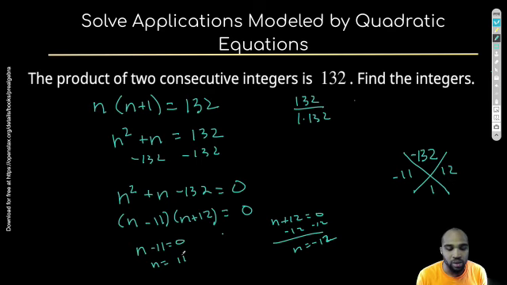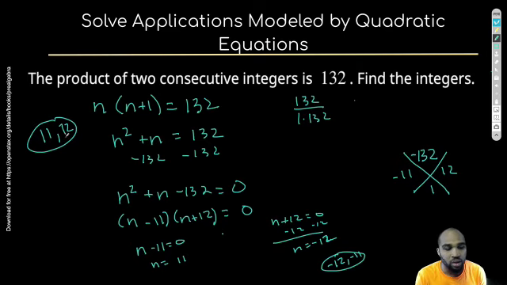Which one makes more sense? To have n equal 11 and the next number be 12? Those are my two consecutive integers, 11 and 12. Or would it be negative 12 and negative 11? Negative 12 and negative 11, those are also two consecutive integers. Now, the cool thing about both of these is they'll both be right. They're both consecutive and they're both integers, and multiplying both of these gives you 132.